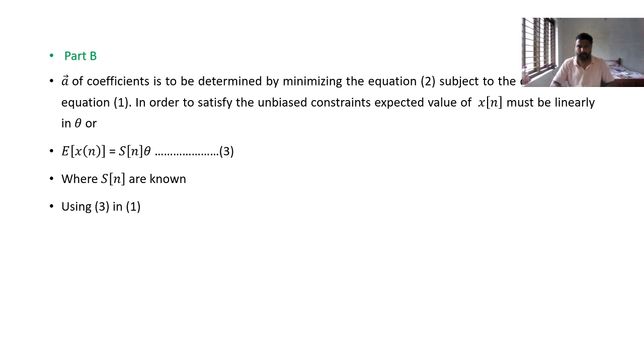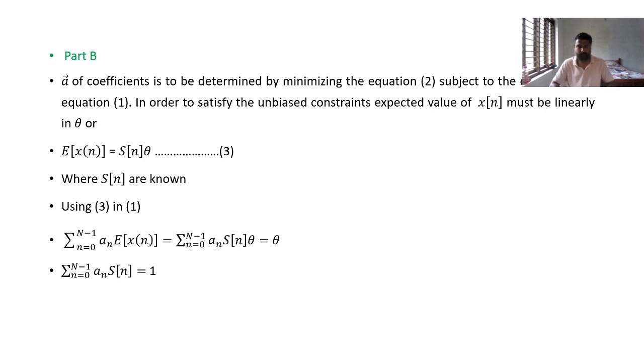What will I get? The sum over n equal to 0 to N minus 1 of a n times the expectation of x of n, which can be written as the sum of a n times s of n theta, is nothing but theta. So I can rewrite this as the sum over n equal to 0 to N minus 1 of a n s of n equal to 1.